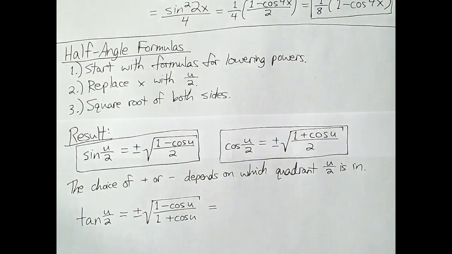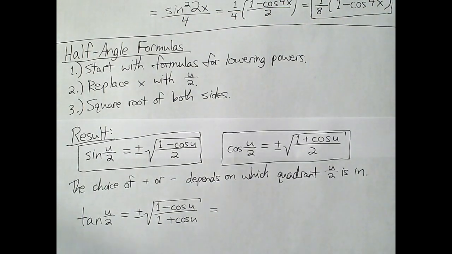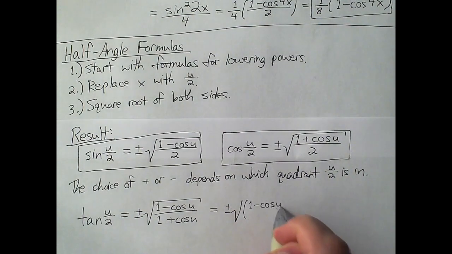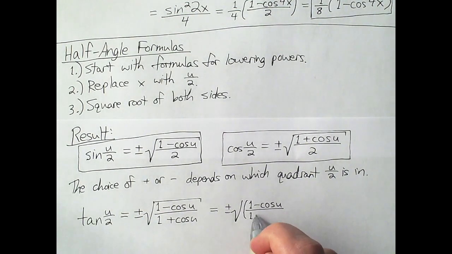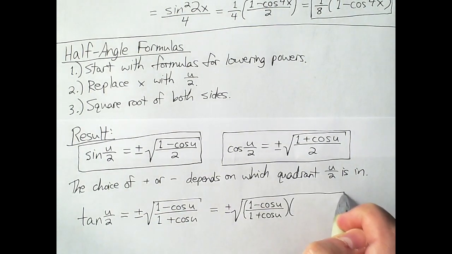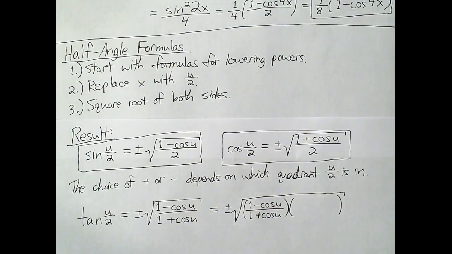And I'll show you what further rearranging we wind up doing. It's actually kind of interesting. All right, plus or minus. We're going to multiply this fraction under the square root by something that's going to help us rearrange it.